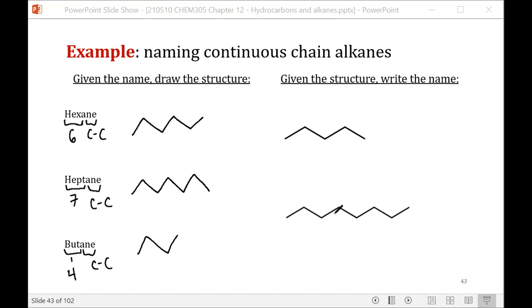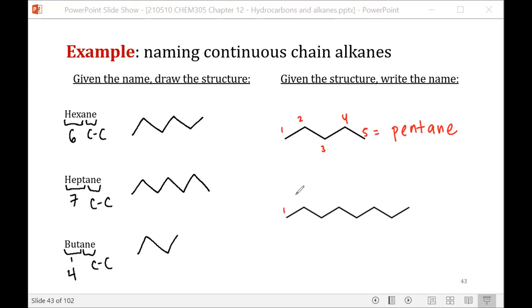Here we're given the structure and we want to write the name. So we want to find out how many carbons there are. 1, 2, 3, 4, 5. So the prefix that goes with 5 is pent. And then these are all connected with single bonds, so it gets an A-N-E ending, pentane.